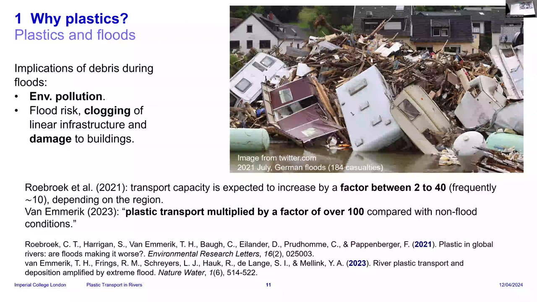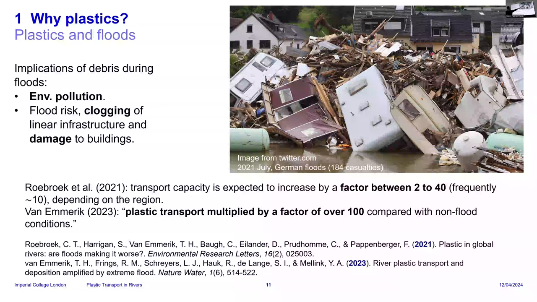What else do we know? Some colleagues are researching floods of plastic. They have estimated that the transport capacity of plastic during a flood can be up to 100 times larger than during normal conditions. If you have a bit of litter on the streets and there's a bit of wind, you see it moving. So imagine during a big flood. This is massive, the implications from a flooding perspective.